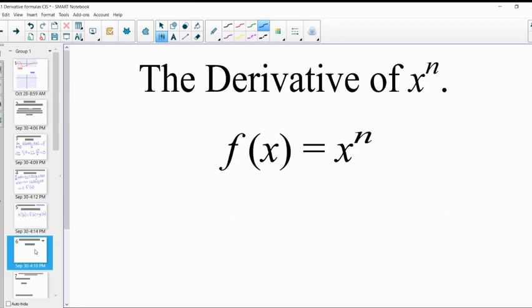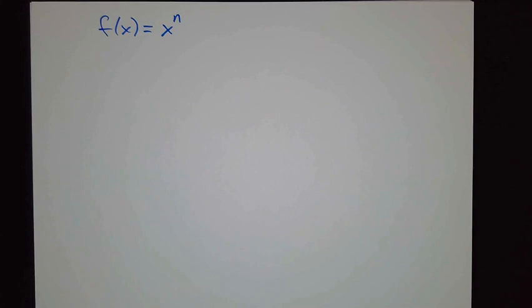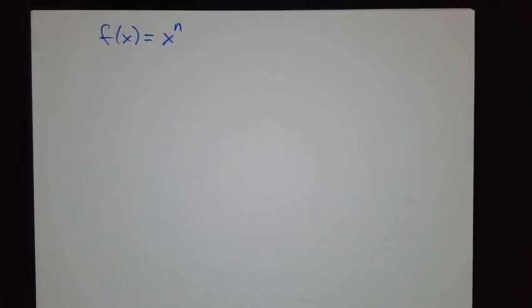Derivative of x to the n. Here's where things are going to get interesting. Here's where I think I'm going to have to switch over and go to my document camera. Okay, here we go. f of x equals x to the n power.